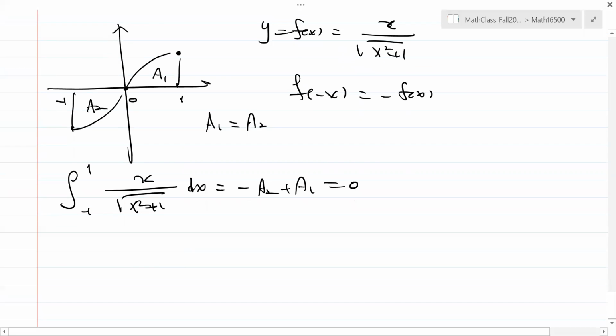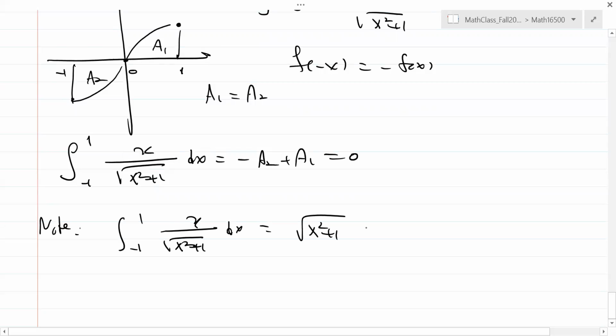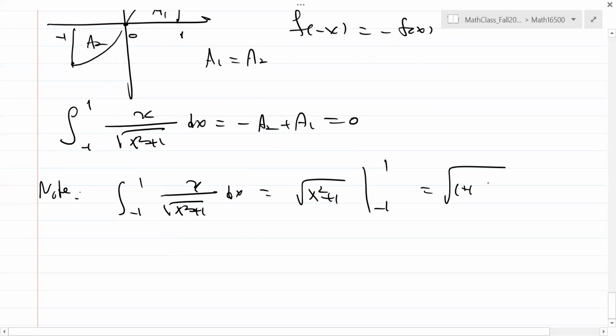But if you use the substitution, you can easily find the antiderivative of this function. The antiderivative of this function will be square root of x squared plus 1. I just put a note here because some of you probably recognize it. Then evaluate at the 2 endpoints, and you get square root of positive 1 squared plus 1 minus square root of negative 1 squared plus 1, which is 0. It's the same thing. But we can do that later.